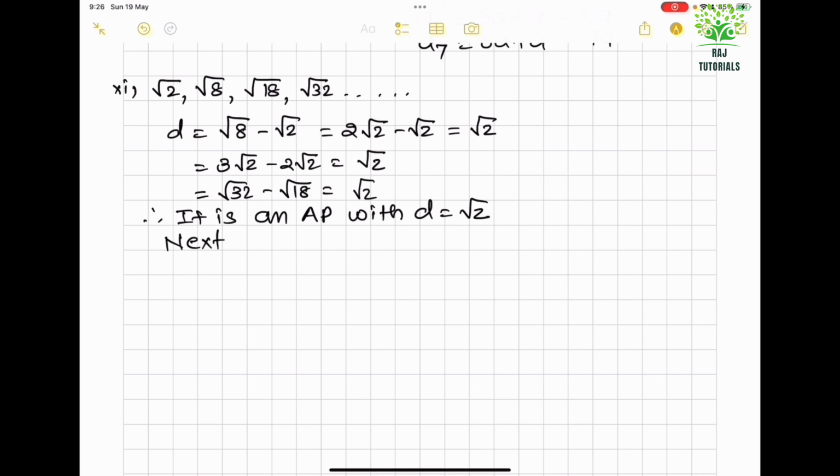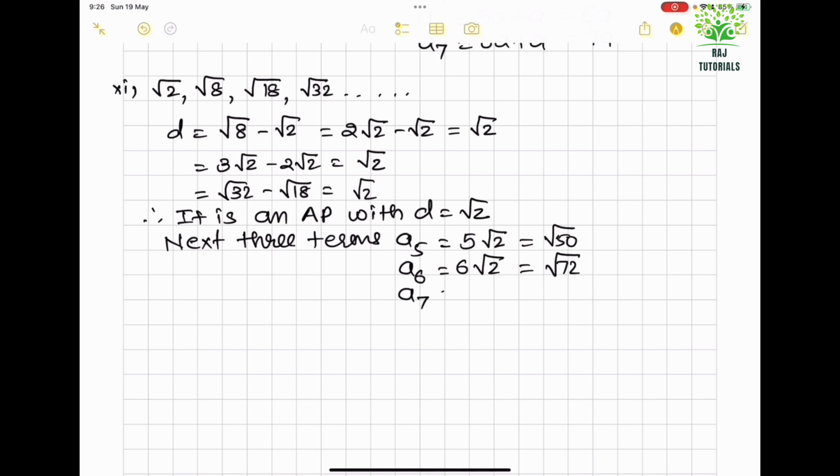Next three terms: a5 will be 5 root 2, that is root 50. a6 will be 6 root 2, that is root 72. And a7 will be 7 root 2, that is root 98.